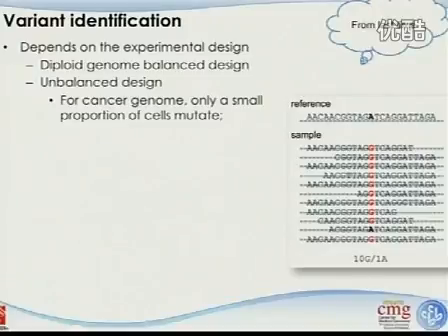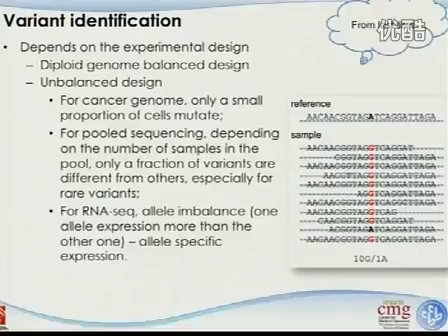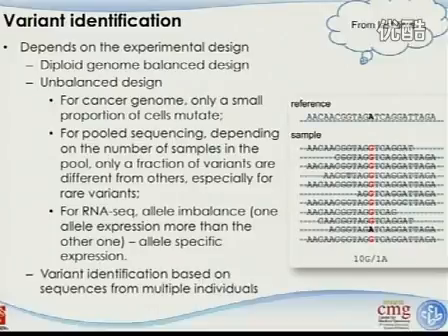However, if this is an unbalanced design, that means if it's for the cancer genome, somatic mutations, only a small proportion of the cells will have it, and so this may tell you that a small proportion of the cells has the mutation and retains this as A. If this is pooled sequencing, it depends on the total number of samples in the pool. Only a fraction of variants are different from others, especially for rare variants. So it is possibly that 1/10 of the people in this pool have this variant. And for RNA sequencing, it can also potentially be two alleles whose expression levels are different, and that causes this kind of imbalance.